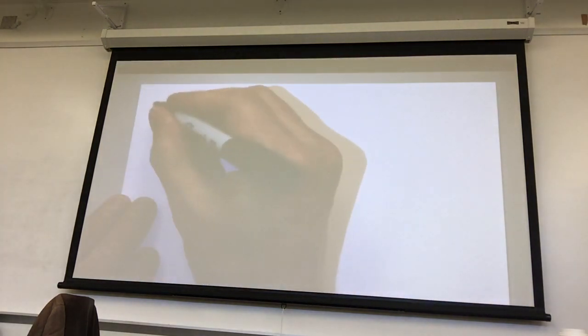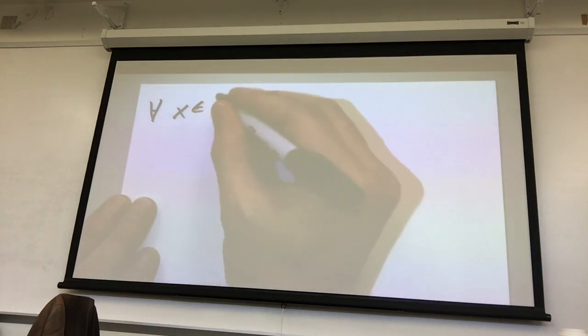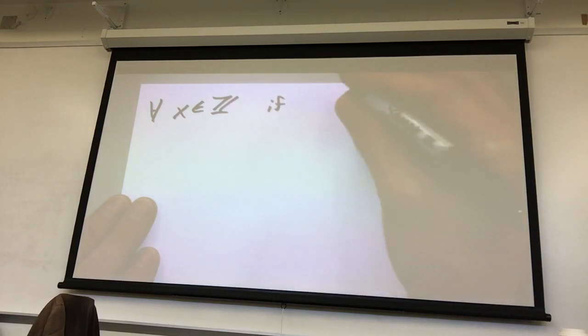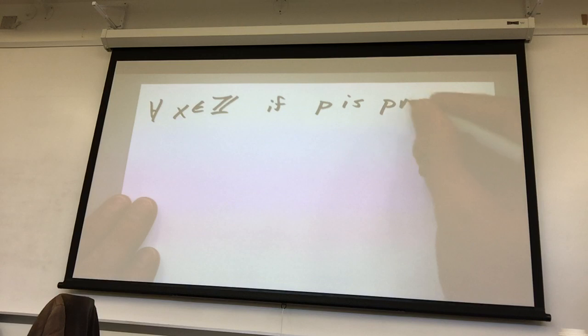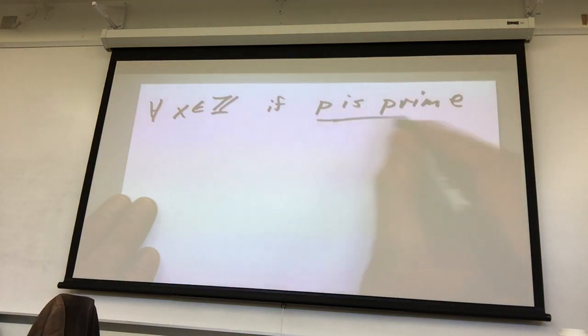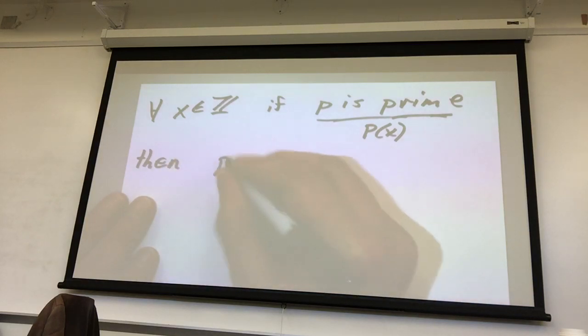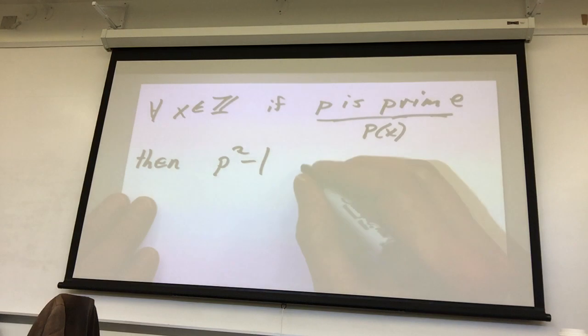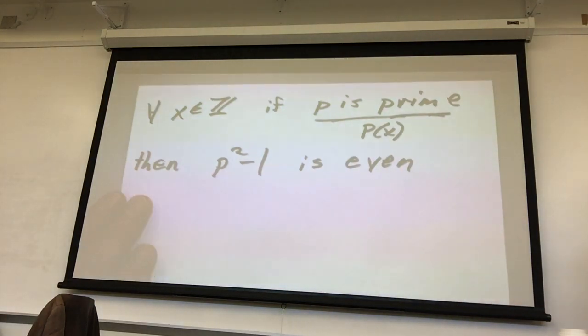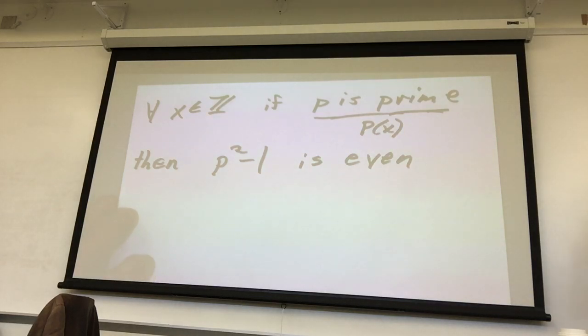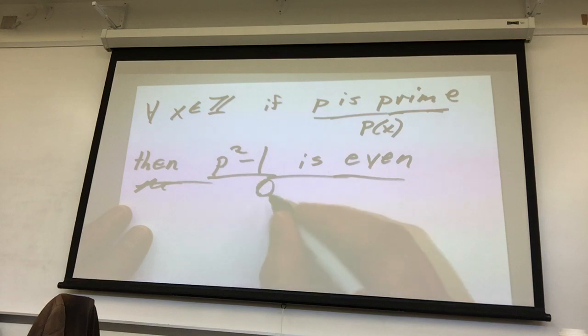So, let's say for every x in Z, if P is prime, that's my P of x, then P squared minus 1 is even. That's Q of x.